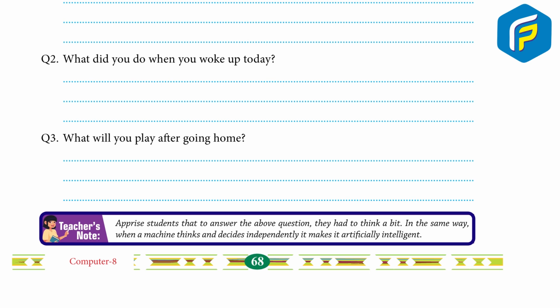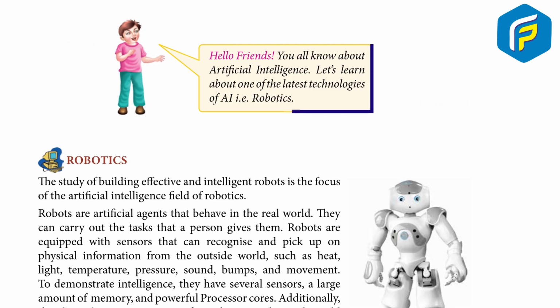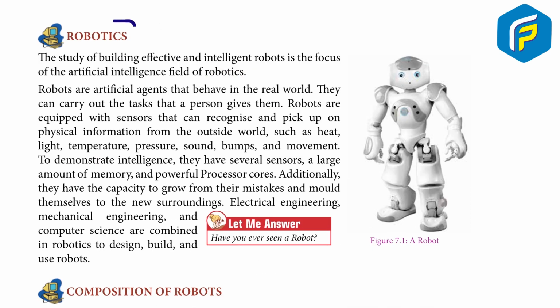In the same way, when a machine thinks and decides independently, it is called artificial intelligence. Hello friends, you all know about artificial intelligence. Let's learn about one of the latest technologies of AI, robotics.